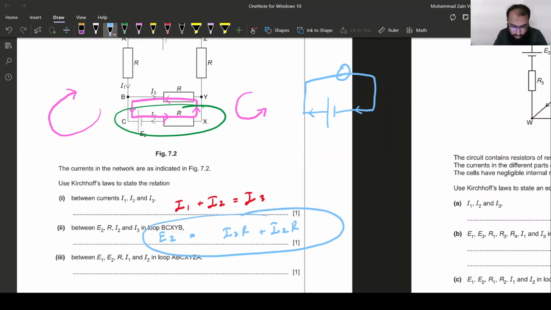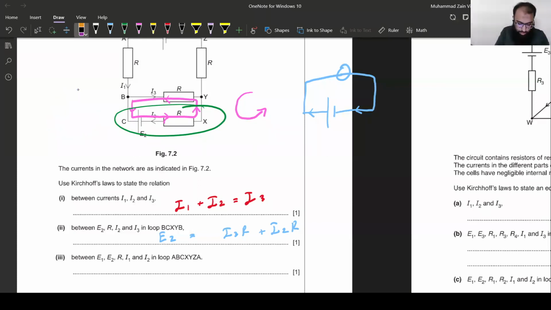I3 was according to this flow, so it's positive. I2 is also according to this flow, so it's again positive. E2 is also according to this convention, so it's again positive. So that's what I'll get. By the way, I prefer the sign convention that counterclockwise is positive, so that's what I follow. It's up to you, whatever you prefer. Just take one convention and keep following that.